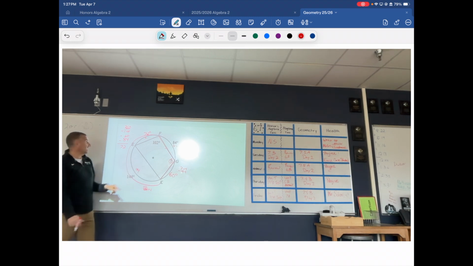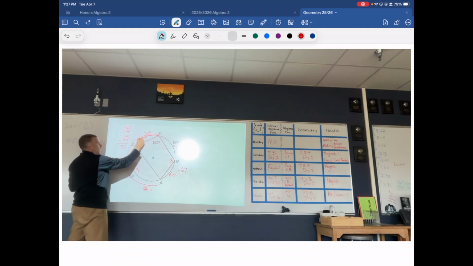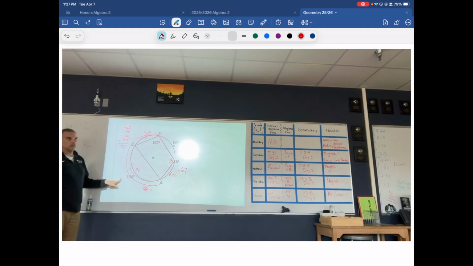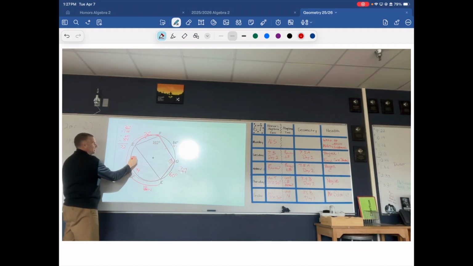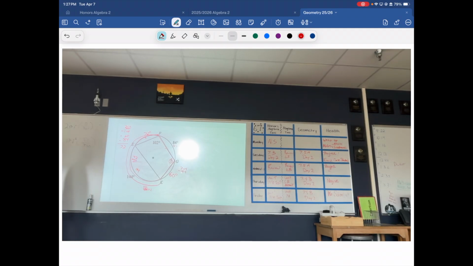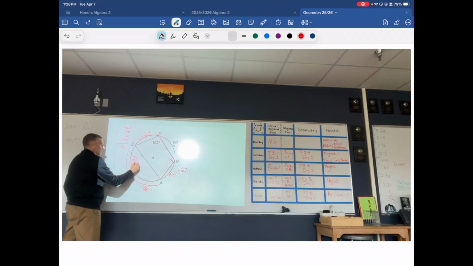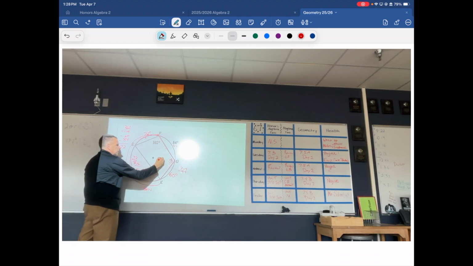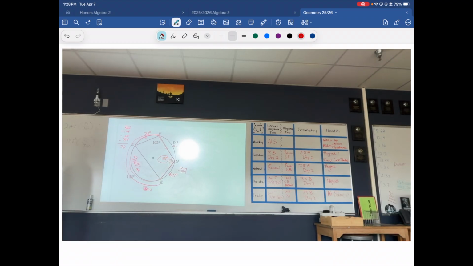Nope, because I need the arc from F all the way down to K. So my arc is going to be 72 plus 144, which is 226. And then what do I have to do with the 226? Divide by 2, 113 degrees. I think that's wrong.